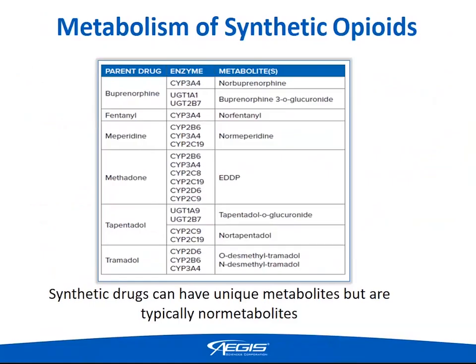Let's look at metabolism of synthetic opioids. The metabolites of synthetic opioids can be seen on this slide. Of note, synthetic drugs can have unique metabolites, but are typically normetabolites. So for example, buprenorphine metabolizes to norbuprenorphine, and fentanyl metabolizes to norfentanyl. You can see some other drugs on the list as well.